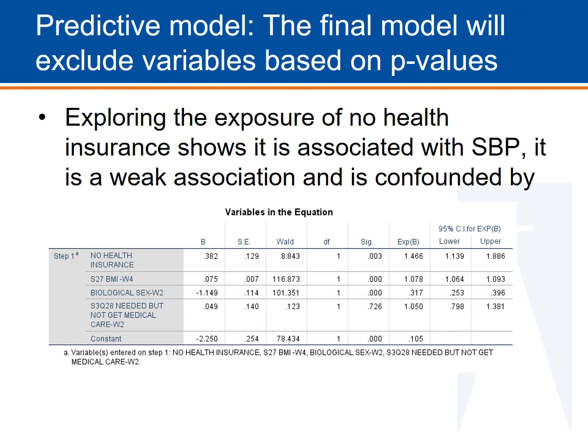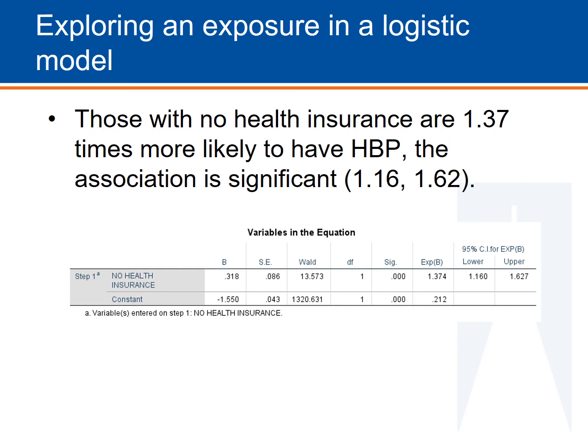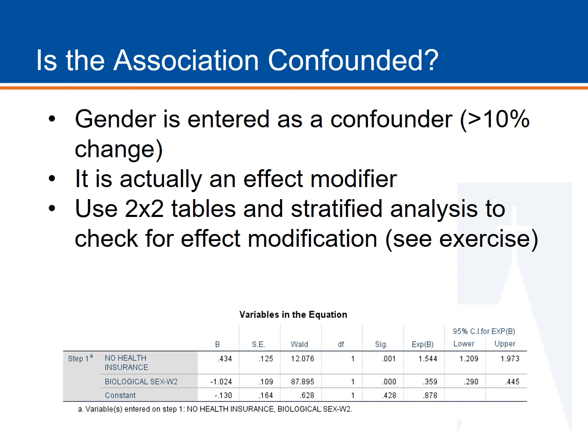Looking at this model, if it were a predictive model, I would include all of the variables, but the variable did not get medical care, because after including all of the others, this variable is no longer statistically significant. See, the p-value in the column for significance is 0.728. If I were just looking for the exposure, no health insurance, the example from your assignment, I am interested in the crude association, which is shown here. And I'm interested in seeing whether or not it's confounded. Here I would say that biological sex is a confounder because the B changes from 0.32 to what it is here, 0.43, which is more than a 10% change.